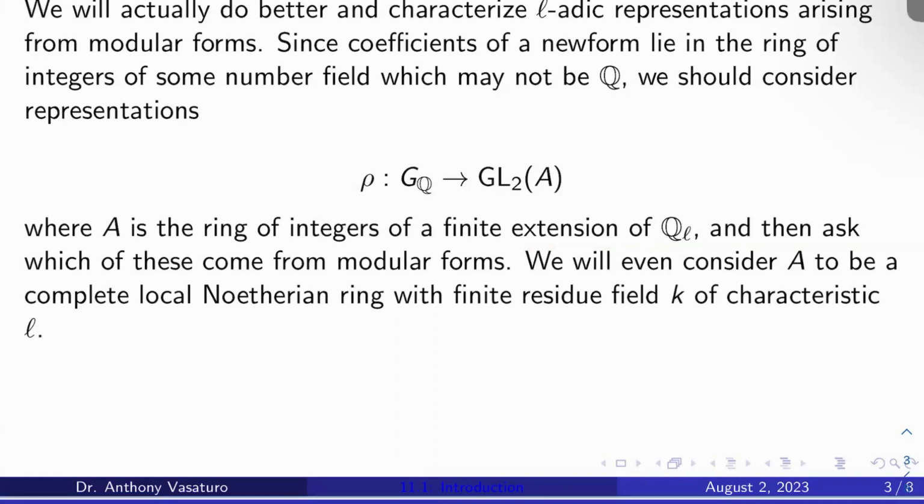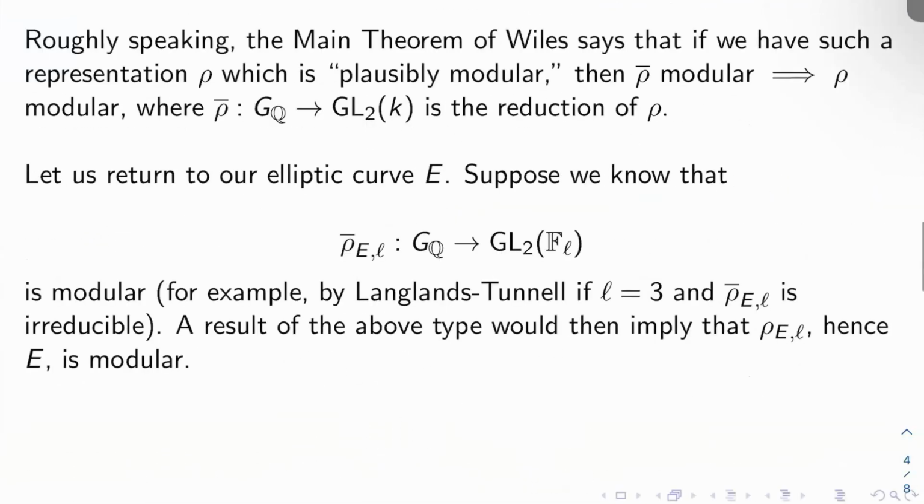Okay. In fact, we'll even go a step further and we'll consider A to just be a complete Noetherian local ring with finite residue field, which we'll call k, of characteristic l. Okay. Enter R equals T. Roughly speaking, what we'll need to prove, which is the main theorem of Wiles here, is that if we have such a representation rho, which is, let's say, plausibly modular in the language of Ribet, then if rho-bar is modular, so the reduction of rho mod the residue field k, then rho is modular.